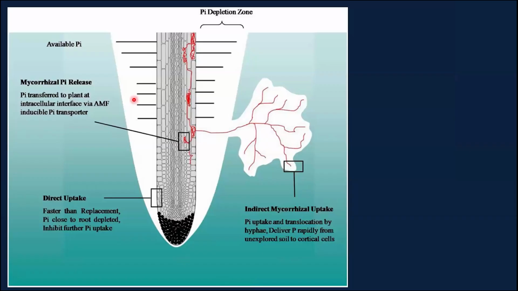Another diagram showing this, we can see here as this root comes down, you can see that this is the depletion zone of that phosphorus. And then this is the phosphorus area. We can see that it can explore so much area around the root, but then we get these associations with mycorrhizal fungi. They can reach out and help expand that area that we're taking up phosphorus.